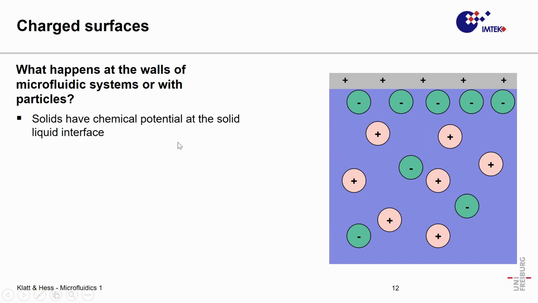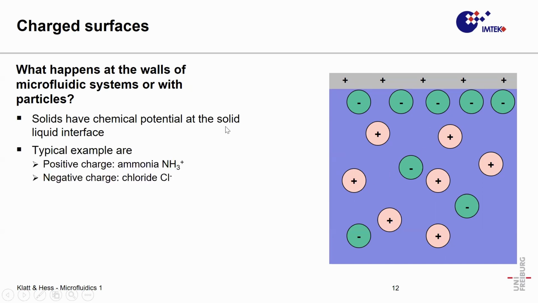In general, solids have a chemical potential at the solid liquid interface, and this results in a charge, in this case depicted by the positive signs in the figure on the right hand side. Typical or easy examples to understand this is if you work with surface treatments. It's possible that you have little groups of certain molecules like chloride or ammonia attached on the outer layer of your wall. Obviously, then you directly see where this charge comes from.